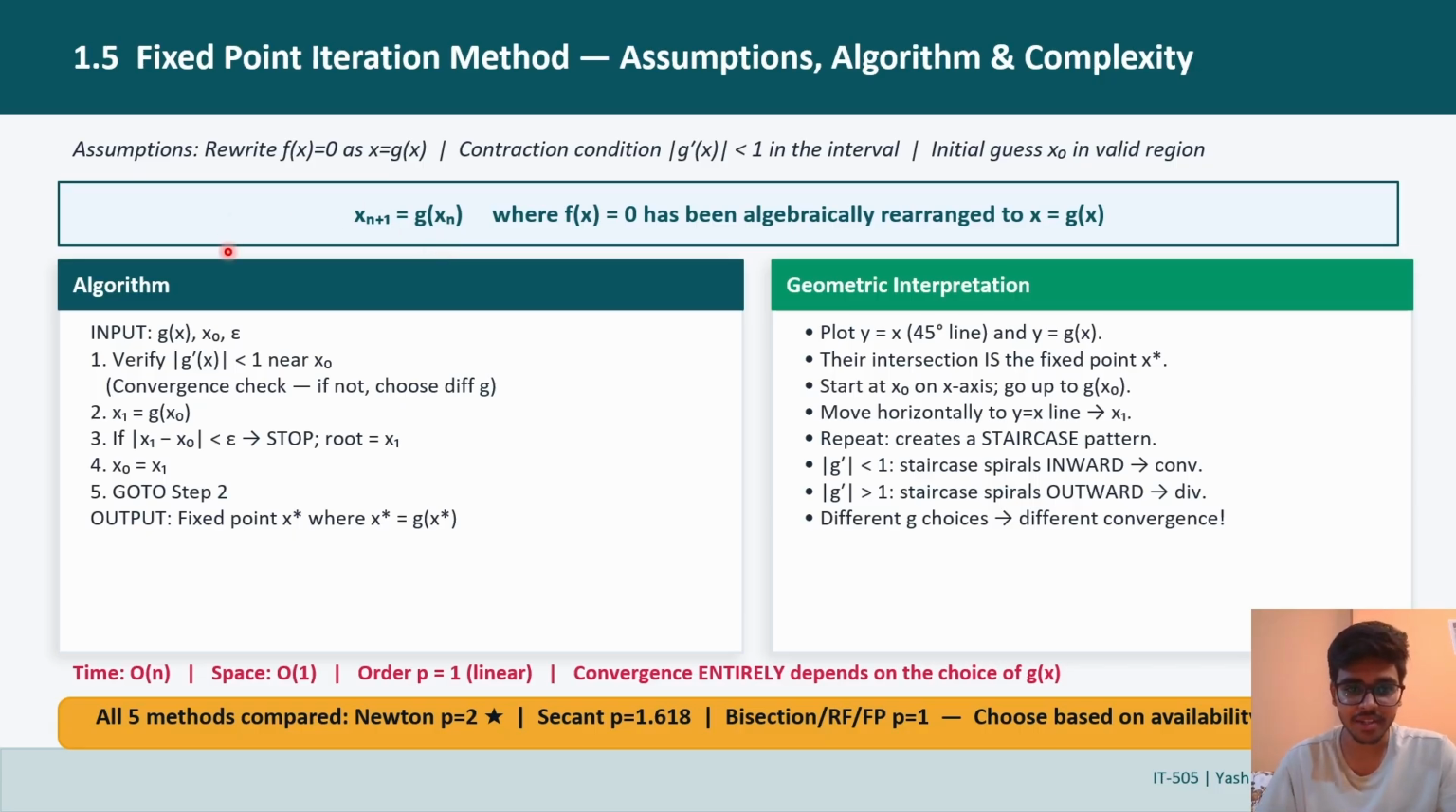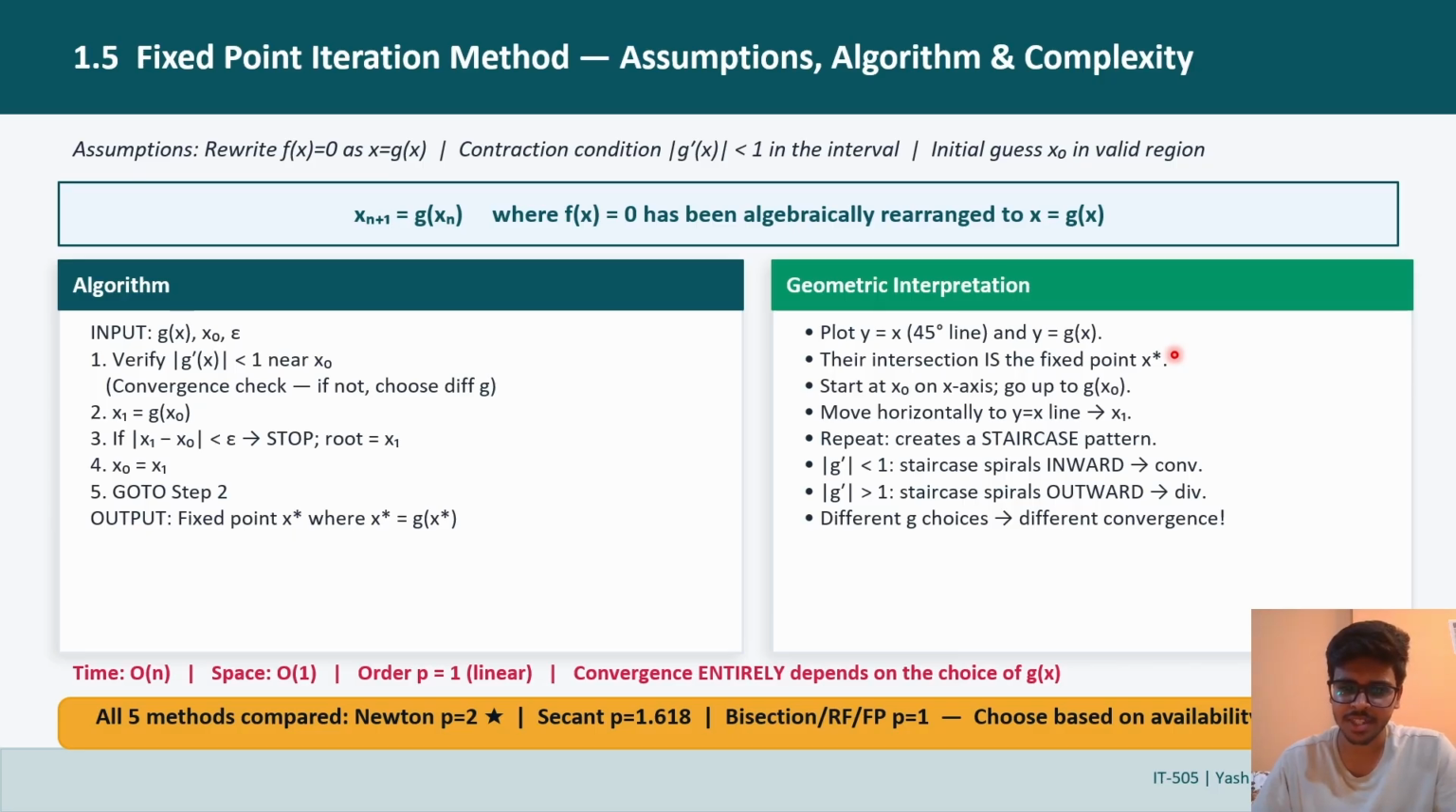Algorithm: we verify the contraction condition near x0, compute x1 equals g of x0. If the absolute difference between x1 and x0 is less than epsilon, stop and report x as the fixed point. Otherwise, set x0 equal to x1 and repeat. Our geometric interpretation: we plot the diagonal line y equals x and also plot y equals g of x on the same axis. The intersection of these two curves is exactly the fixed point x star, where x star equals g of x star.